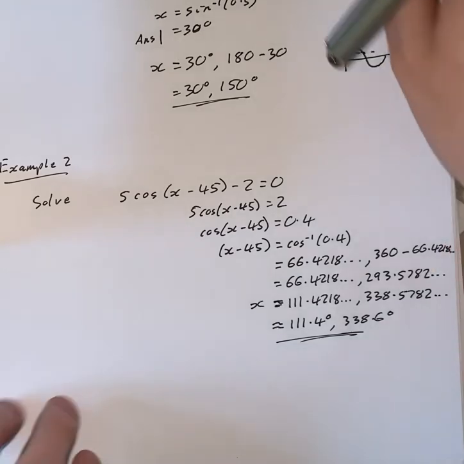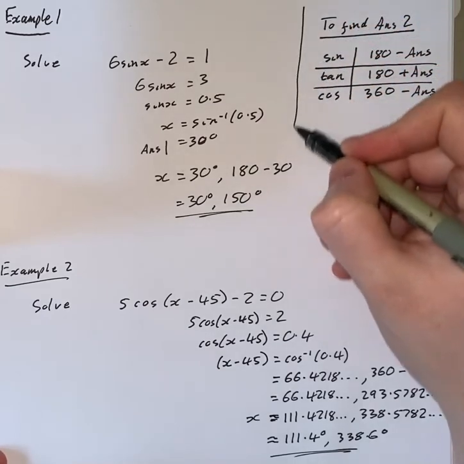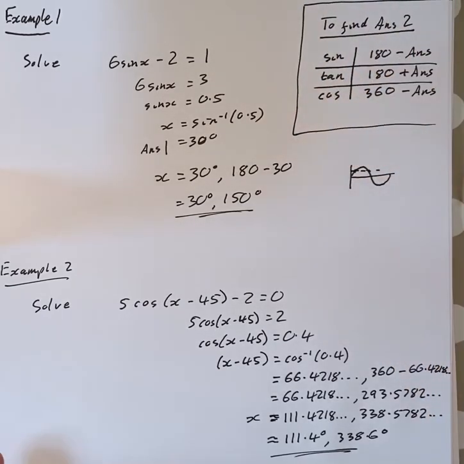But what you're really looking for here is this table at the top. To find your second answer, for sine 180 minus, and then use your answer key. For tan 180 plus, use your answer key. For cos 360 minus, and use your answer key. So sine, tan, and cos are all different things for that last step. You just need to remember 180 minus, 180 plus, 360 minus, and use that answer key. Saves you a step.